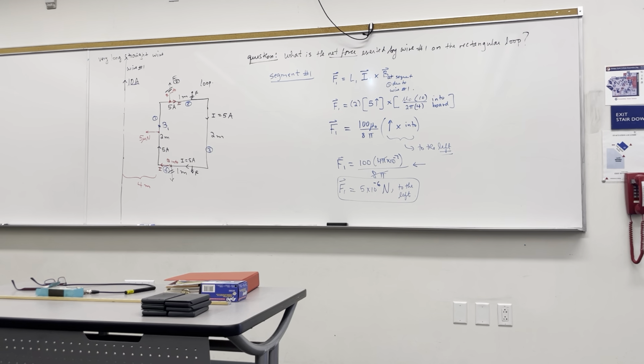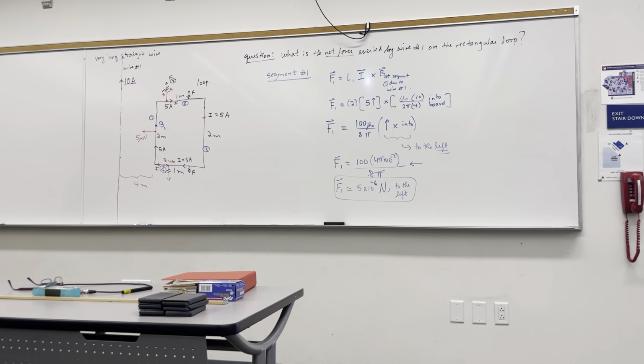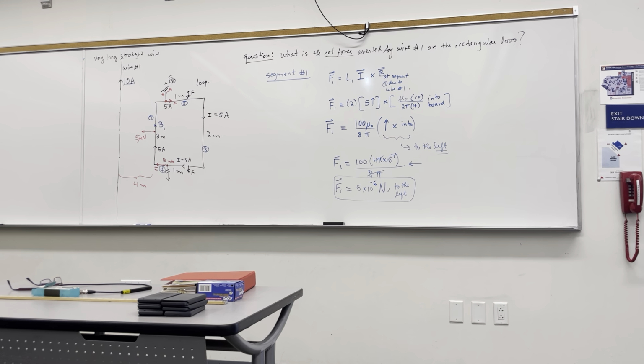So if it was up cross out, it would be to the right. Yes, exactly. So up would be the four fingers, out would be your palm, and then the force is going to be to the right. Correct.